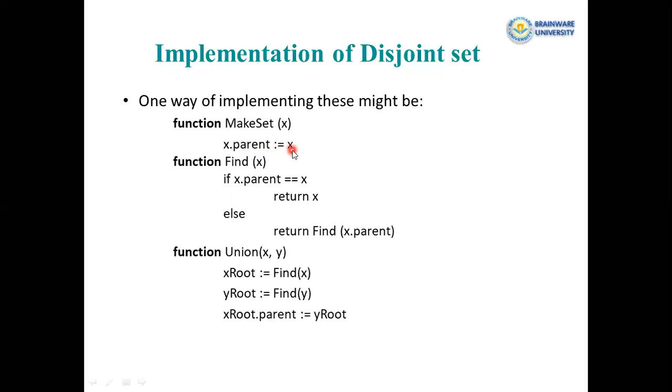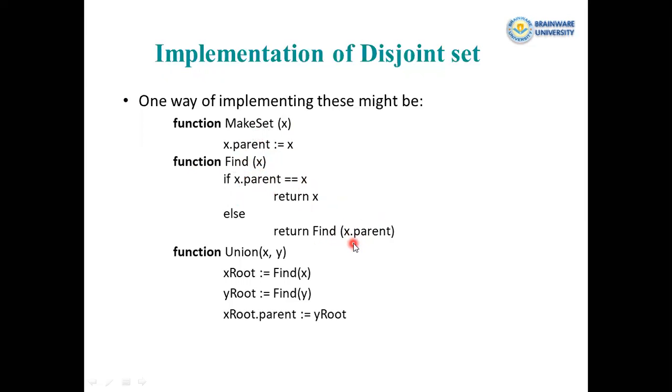So x of parent equal to x. Okay, this is called the single element. In the find function, x is used as a parameter, and if there is only a single element, that means the parent of x equals x, then it will return that element. And if there is more than one element, then it will return its corresponding parent.